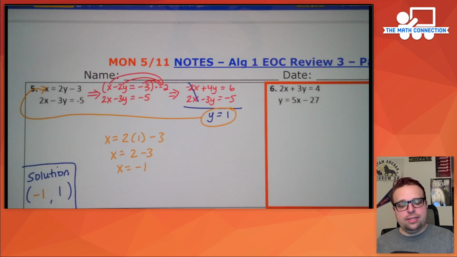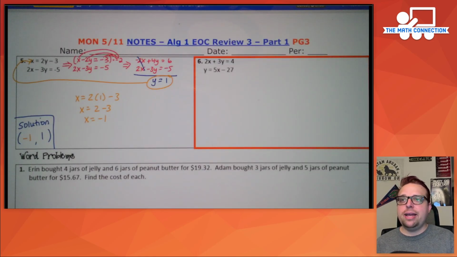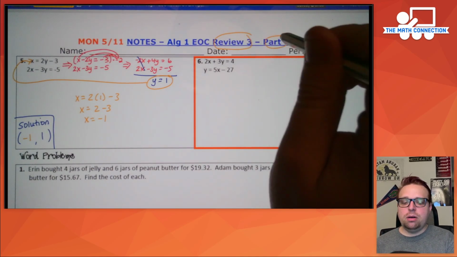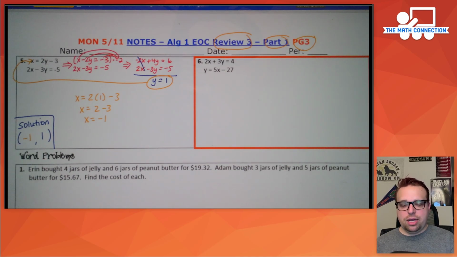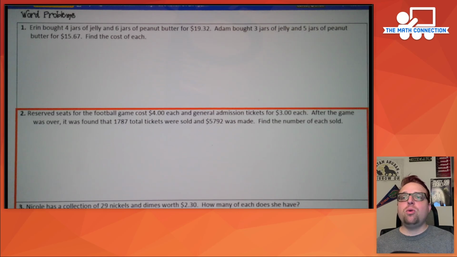Okay, so you guys need to do 6 also. That's another practice problem for you. This is the 3rd page of EOC Review 3, Part 1, page 3. Okay, I think the last thing on here is word problems. That's true. Okay, so there's 3 word problems. We're going to do the first one together, and then the other 2 are for you guys.